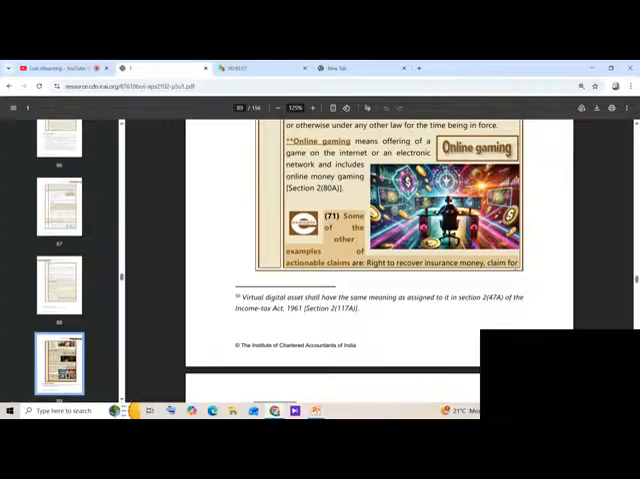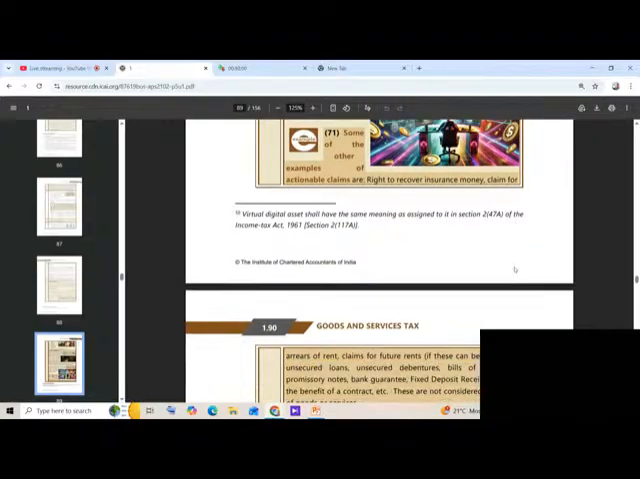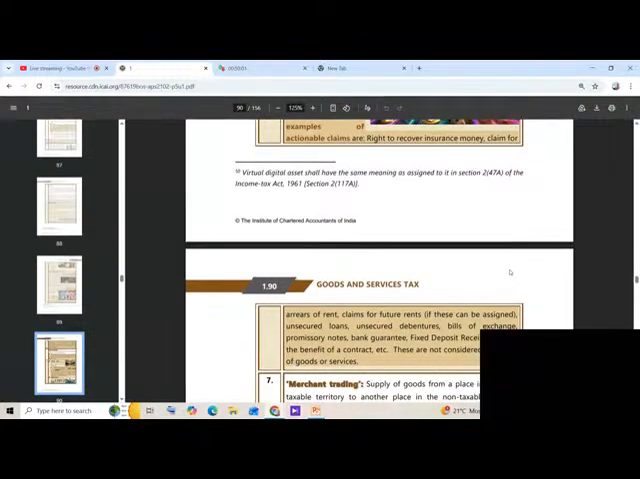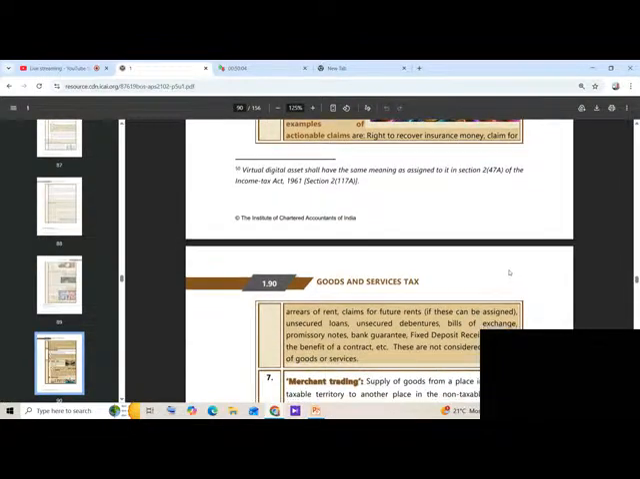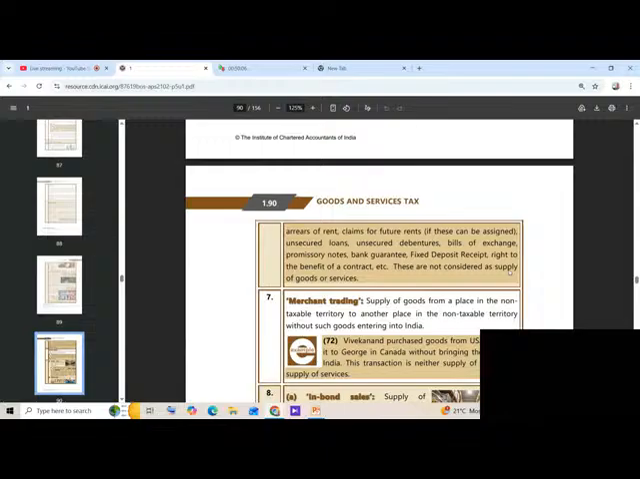Some of the other examples of actionable claims are right to recover insurance money, claim for arrears of rents, claim for future rents, unsecured loans, unsecured debentures, bills of exchange, promissory notes, bank guarantee, fixed deposit receipt, right to benefit of the contract. These are not considered as supply of goods or services.